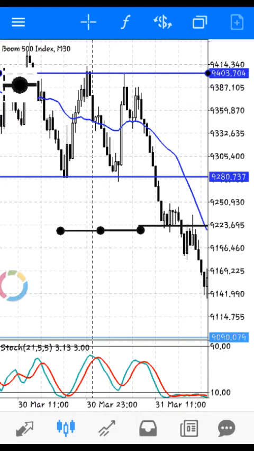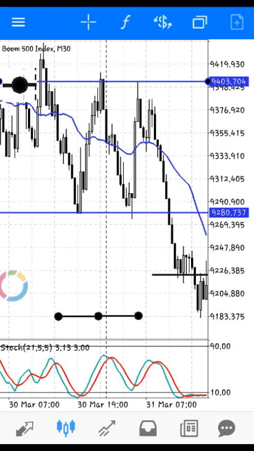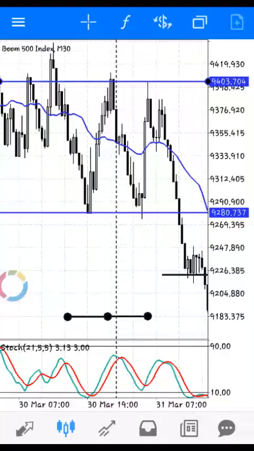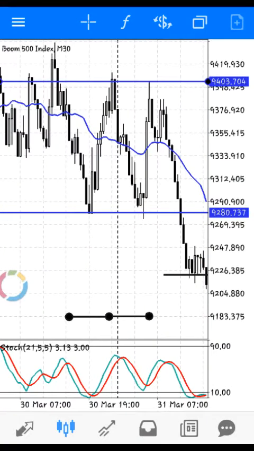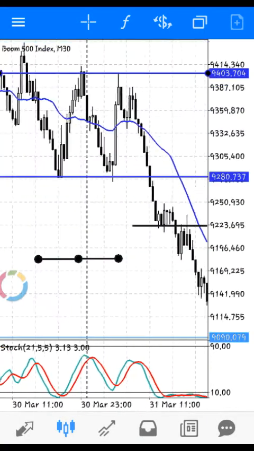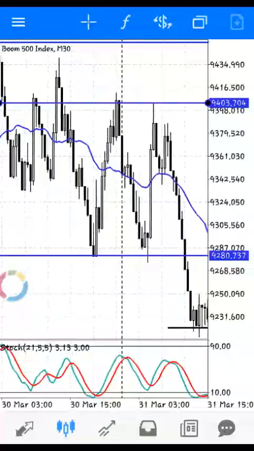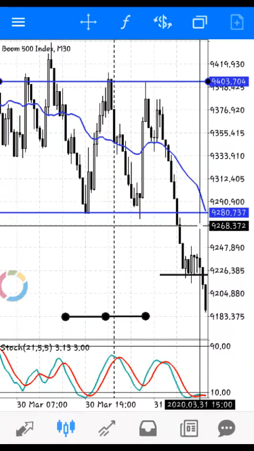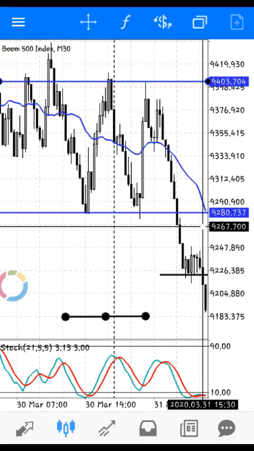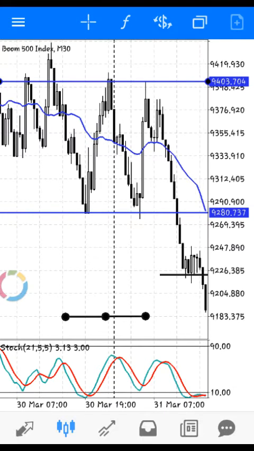When your chart is like this, you don't know what next is going to happen, but all what you can see from your chart is that the order flow here has changed to the downside. So chances are we're going down.